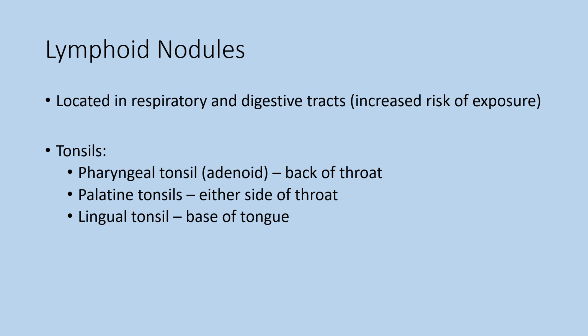Lymph nodules are located in both the respiratory and digestive tracts. Why are they there? Because those are two areas of the body where you're more likely to come in contact with foreign outside substances. Tonsils. You've got the pharyngeal tonsils, often referred to as your adenoids, those are in the back of the throat. The palatine tonsils, which are on either side of the throat, and then the lingual tonsil, which is on the base of the tongue.